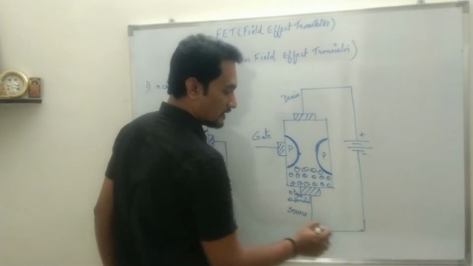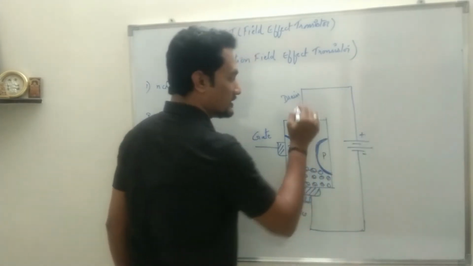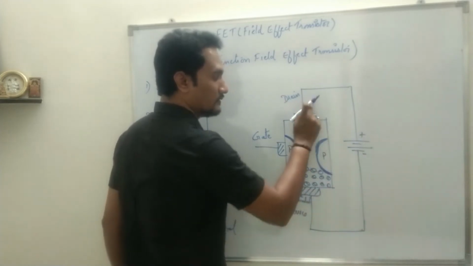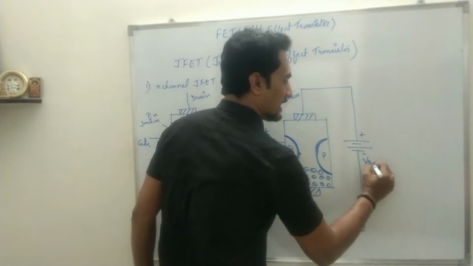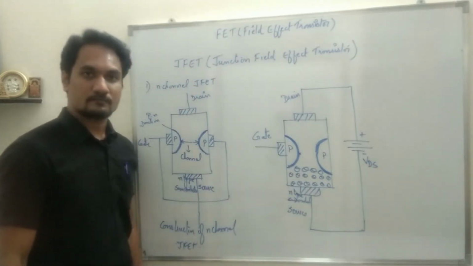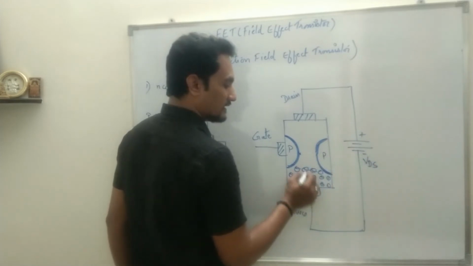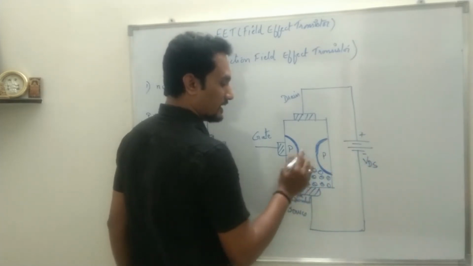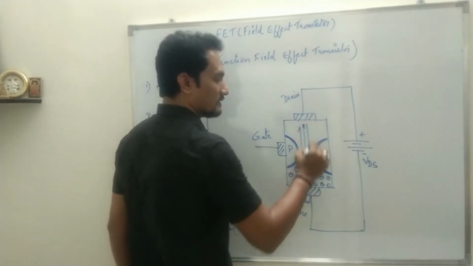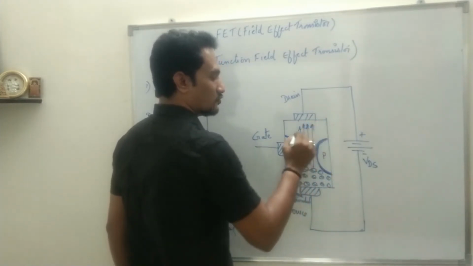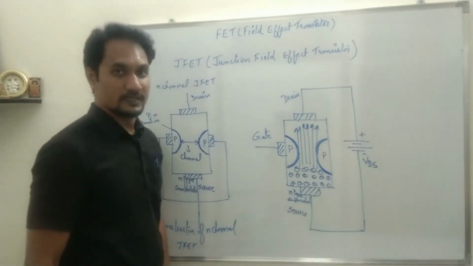The negative terminal will repel the electrons and the positive terminal will attract them. This potential is applied between which two terminals? Source and drain. So the potential is called VDS. As soon as VDS is applied, the electrons will be repelled by the negative terminal, so they will move towards the drain through the channel between the two p-n junctions.